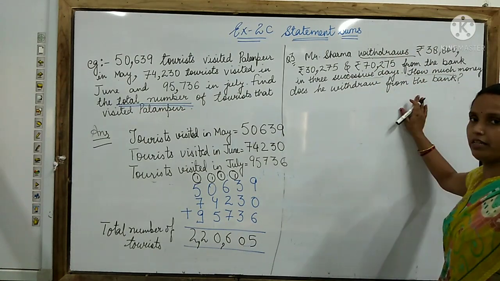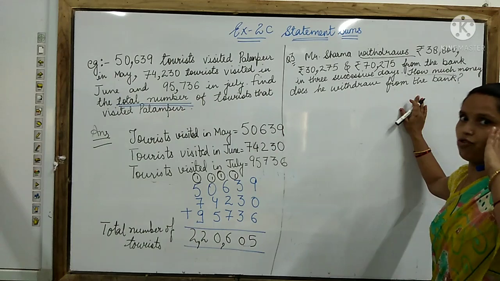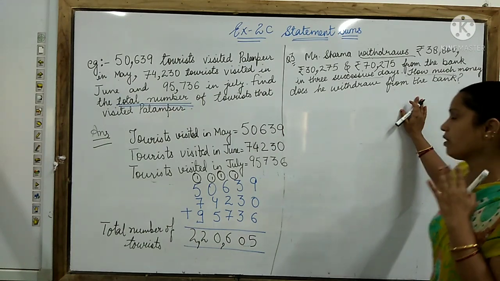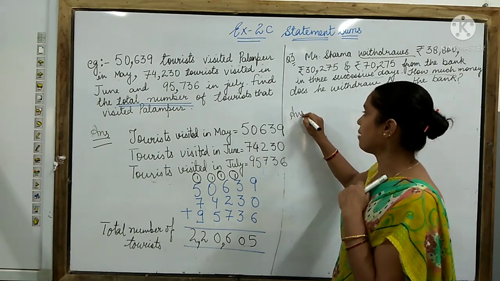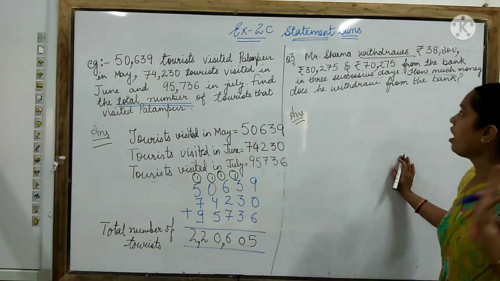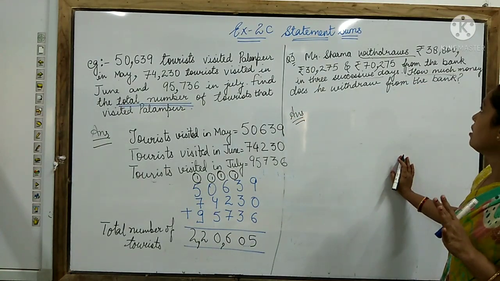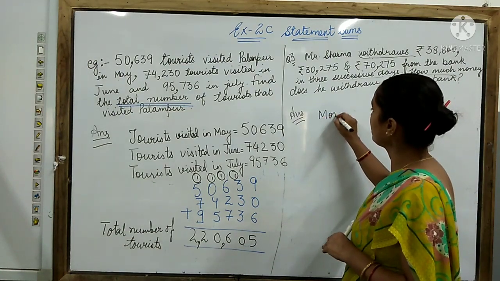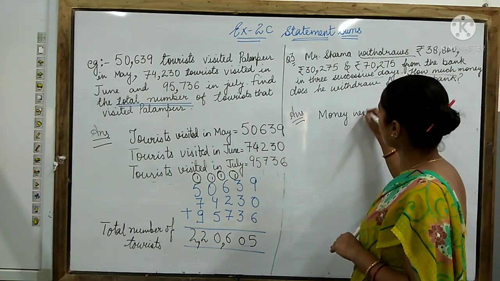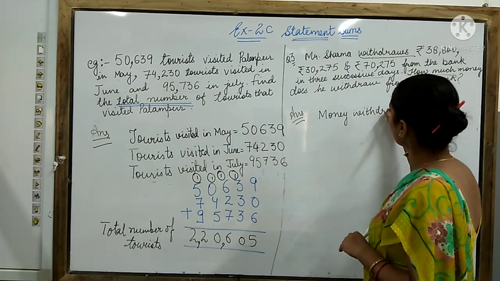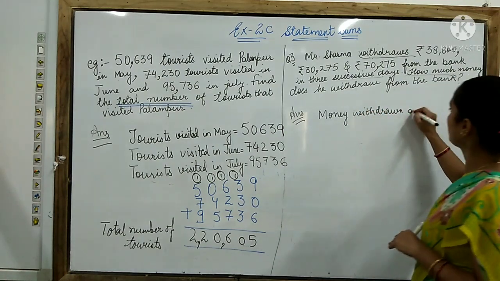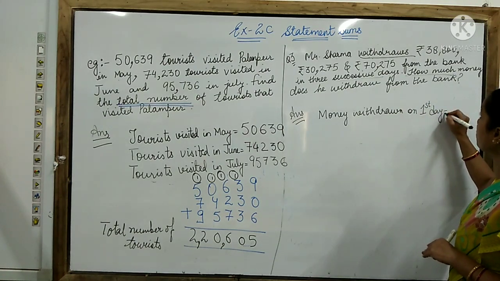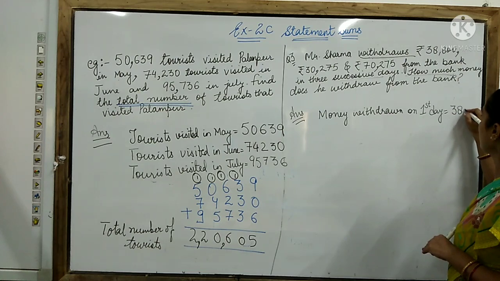Okay? Now I have read this question and I understood it also. I have understood the question's meaning in my mind. Now what I am going to do is write my statements. Clear? How will I write? He has taken out the money. So you can write money withdrawn on first day. How much? 38,800.